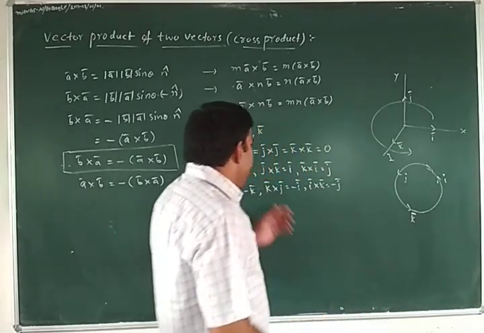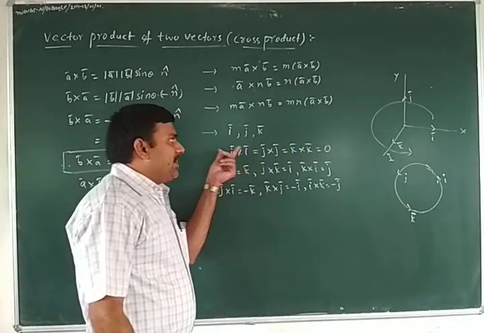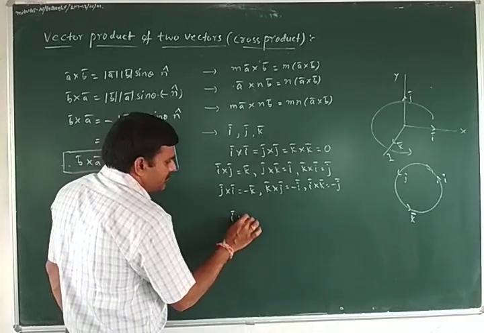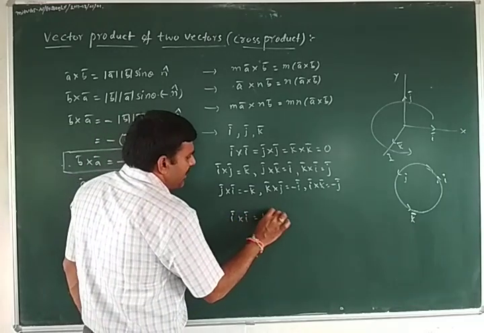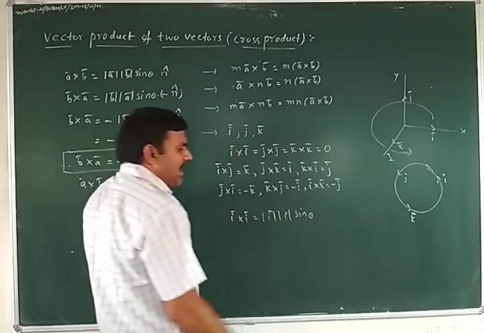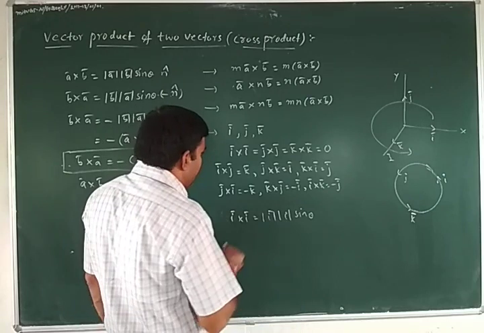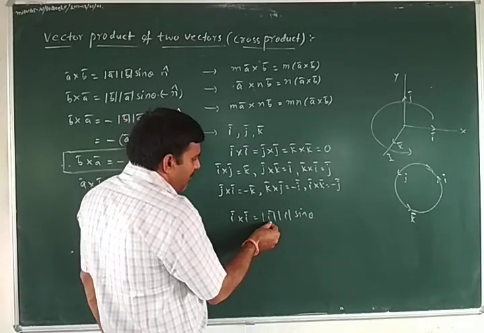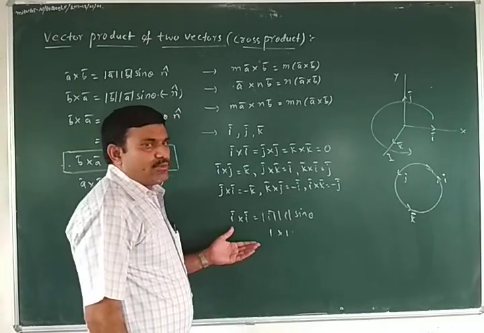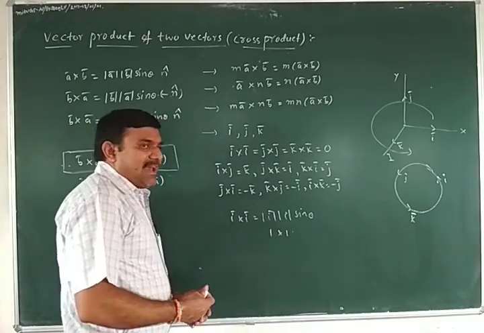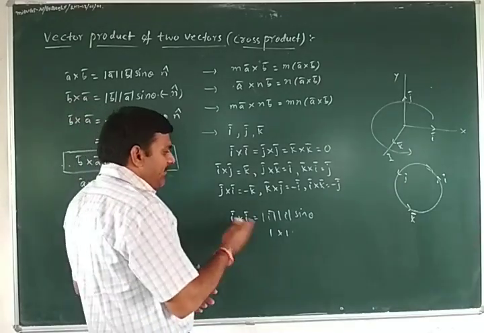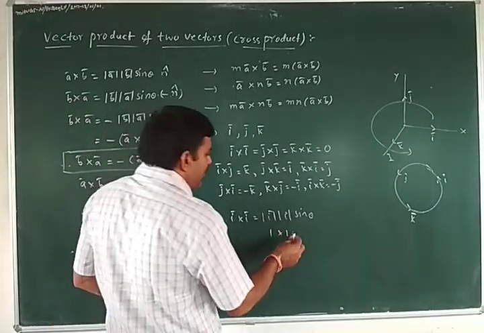Now here, i bar cross i bar. When I use the formula, mod of i bar cross i bar is equal to mod i bar into mod i bar into sin theta into n cap. Here n cap is a unit vector. Therefore 1 into 1 into sin 0, because both are parallel, or on the same line of support, so the angle between i bar and i bar is 0, and sin 0 is 0.